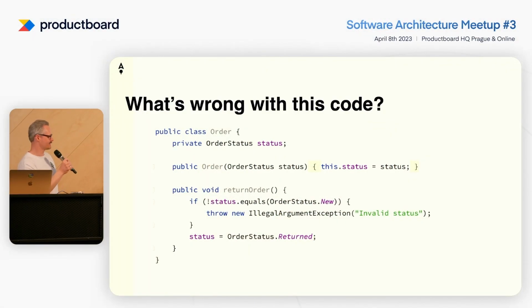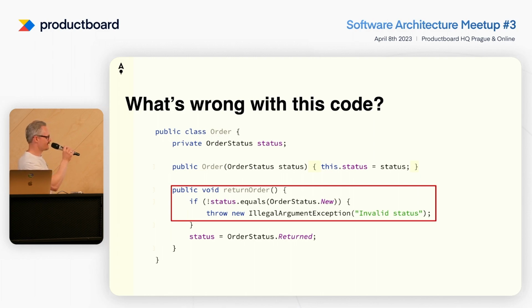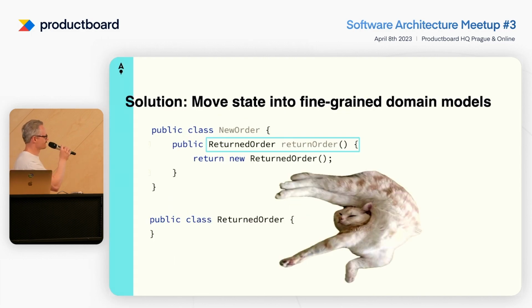The class is lying, right? Because you cannot return an order every time. So let's lift this model into more models, I would call them fine-grained models. You explicitly say, okay, from a new order you can return a returned order. So when you pull the returned order from the database, you cannot call return order on a returned order because it's not possible. The API would not allow you to do that, as you can see.